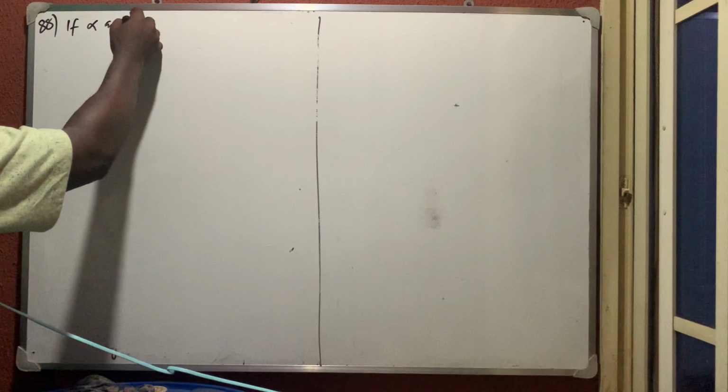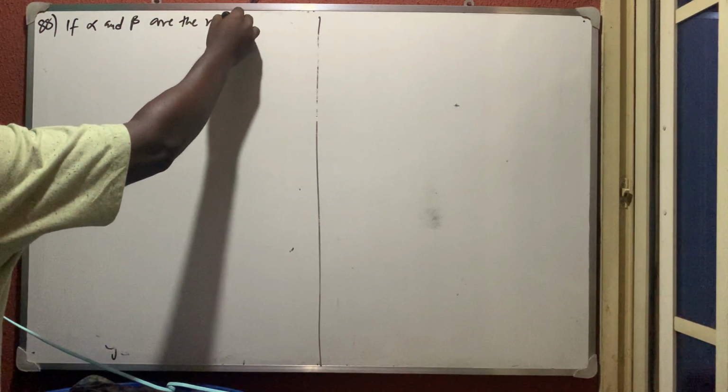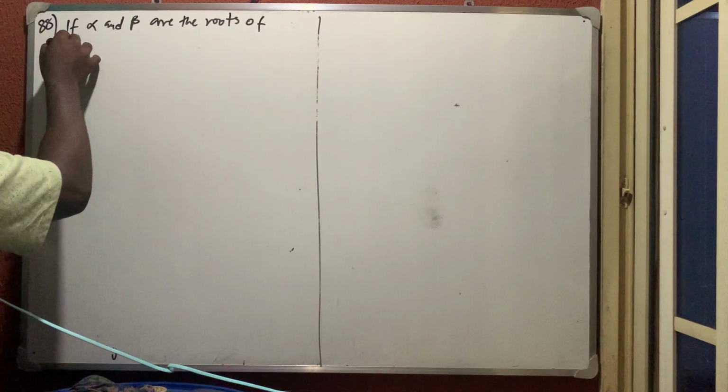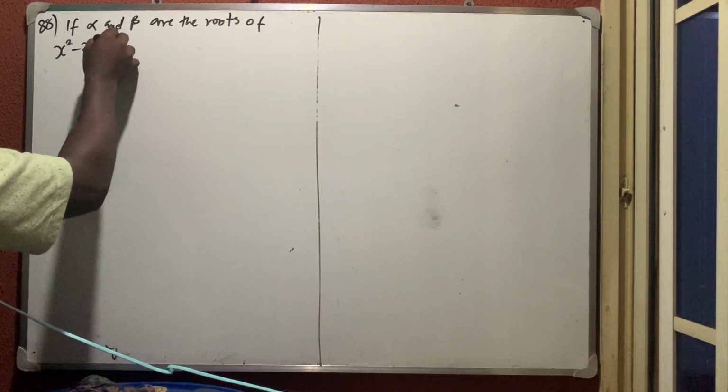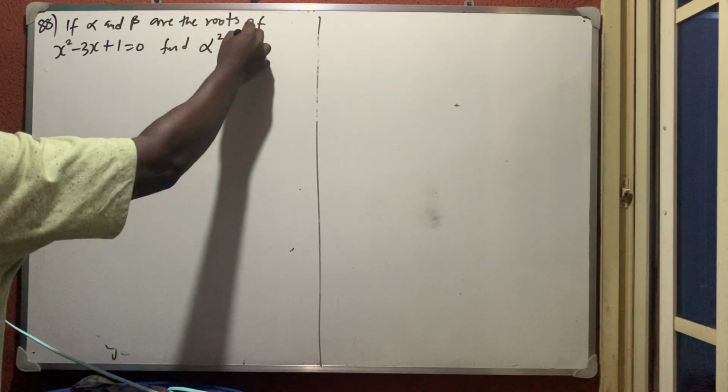Question number 88, sorry, 88. We just did 87. 88 said, if alpha and beta are the roots of x squared minus 3x plus 1 equal to 0, then find alpha squared minus beta squared.